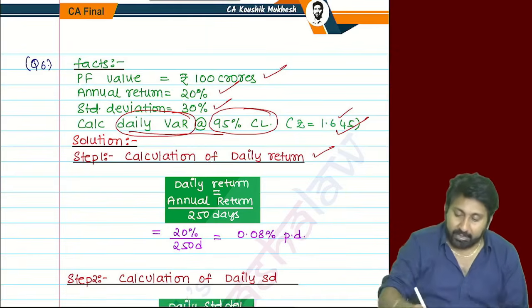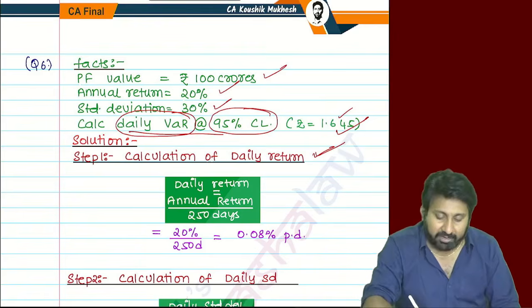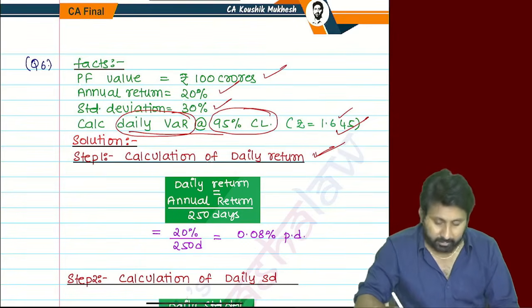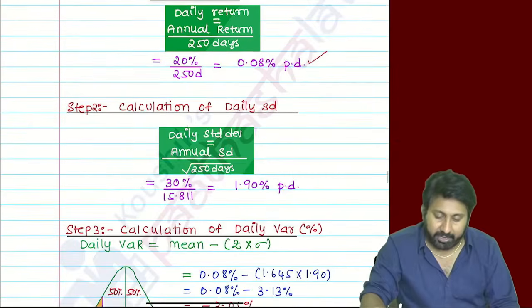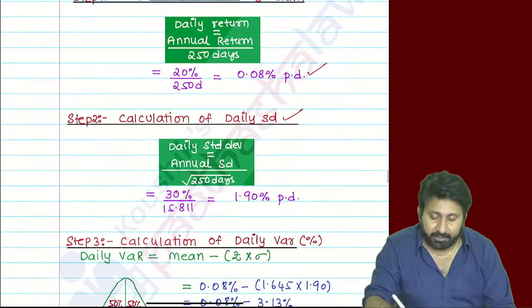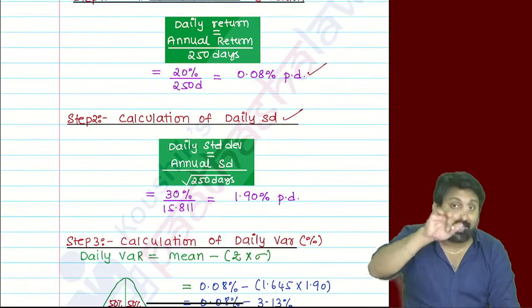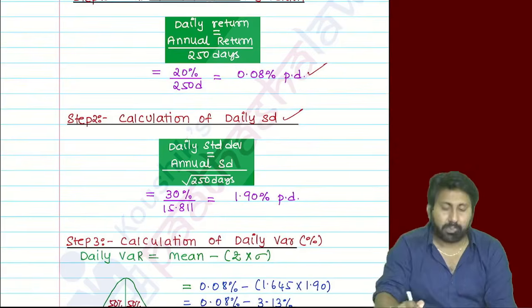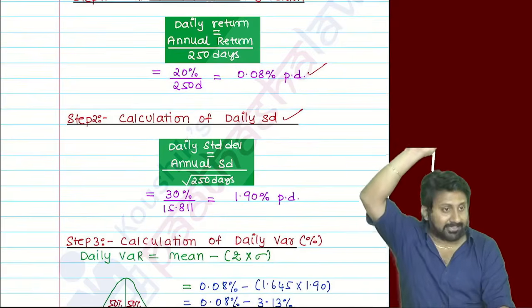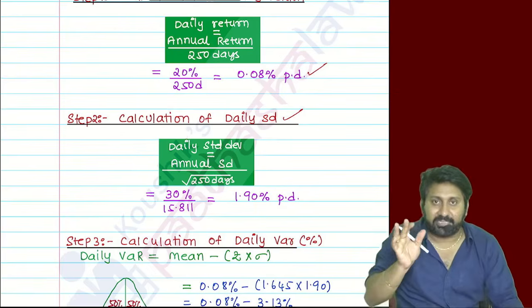See, calculation of daily return. Daily return means what? Annual return divided by 250 days. Okay, 0.08% per day. Daily standard deviation is 30% divided by root of 250. Whenever it is risk, standard deviation, root has to come. The logic, everything, is in the regular classes in CA final, not now. This is not the time. This is the main ideology that you need to understand.